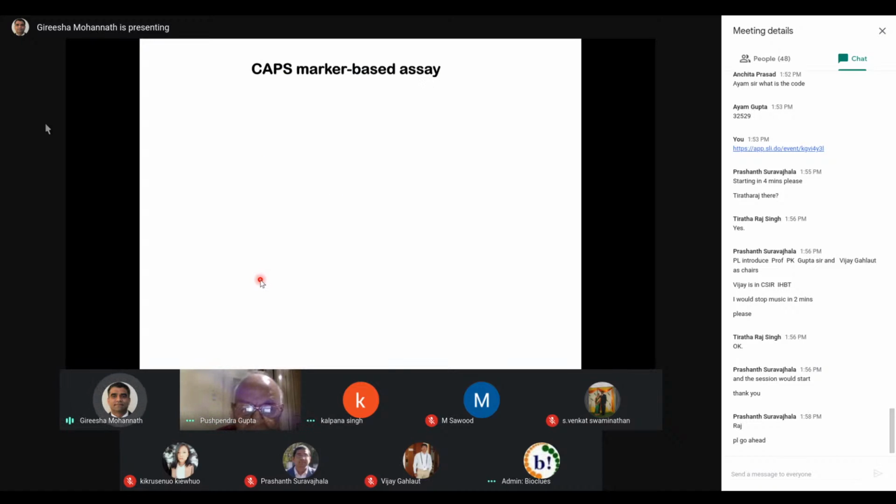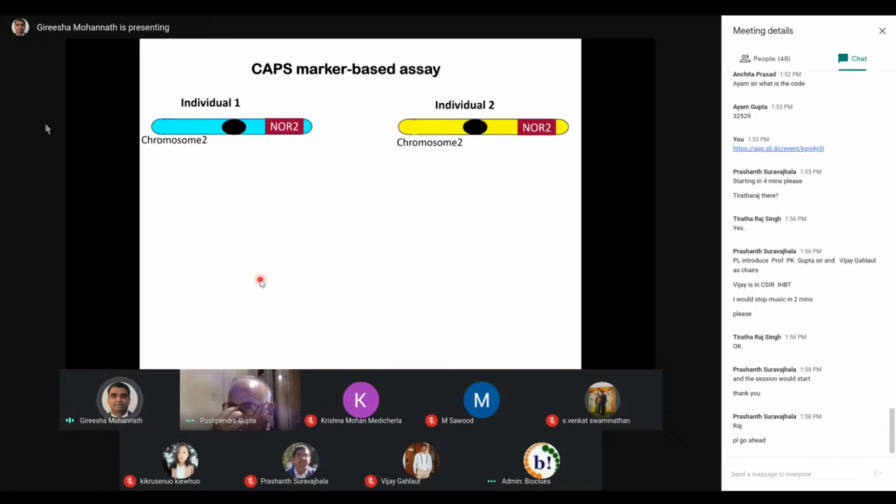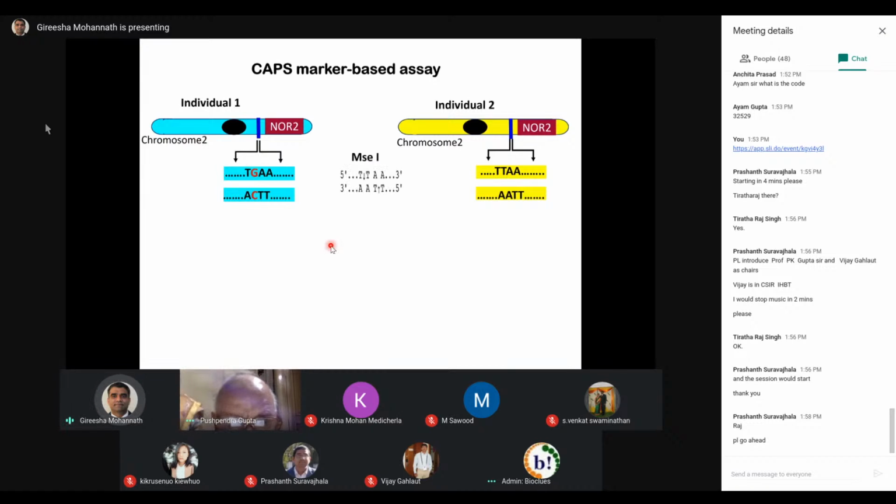Here I will quickly show you a CAPS marker based assay, if you are not familiar with this. Let's say there is one polymorphism here, just a single nucleotide. As you can see, instead of T, here you have G. This itself creates an MscI site in one case, on the right side. On the left side, there is no MscI site.